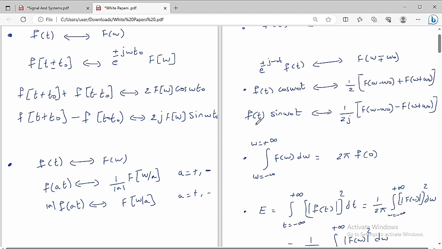Similarly, f of t into sin omega naught t. Sin omega naught t you can write as e to the power of j omega naught t minus e to the power of minus j omega naught t, by 2j.